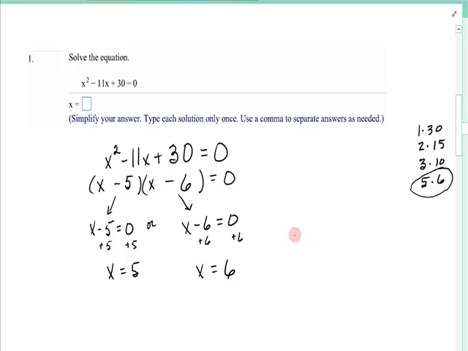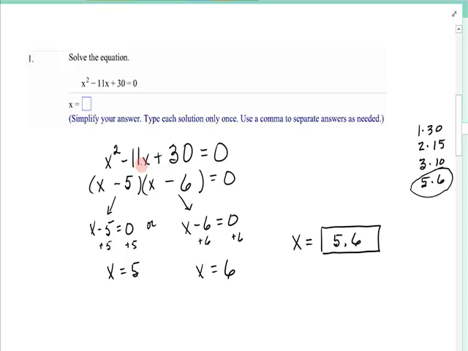So math lab will have it sitting like that, and you would type in 5, 6. It doesn't matter about the order. You could have 6, 5. These are both answers.